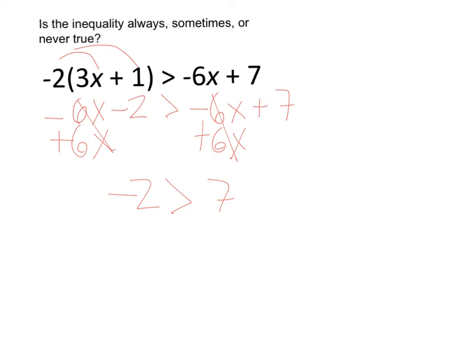So I just need to think about whether or not this inequality is true. Negative 2 is greater than 7. This is untrue. In fact, it is never true. Negative 2 is never going to be greater than 7. So this inequality is never true.